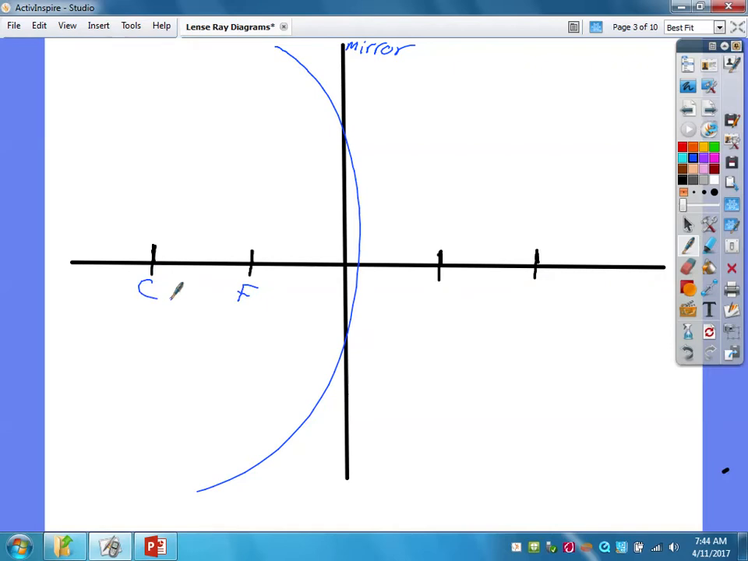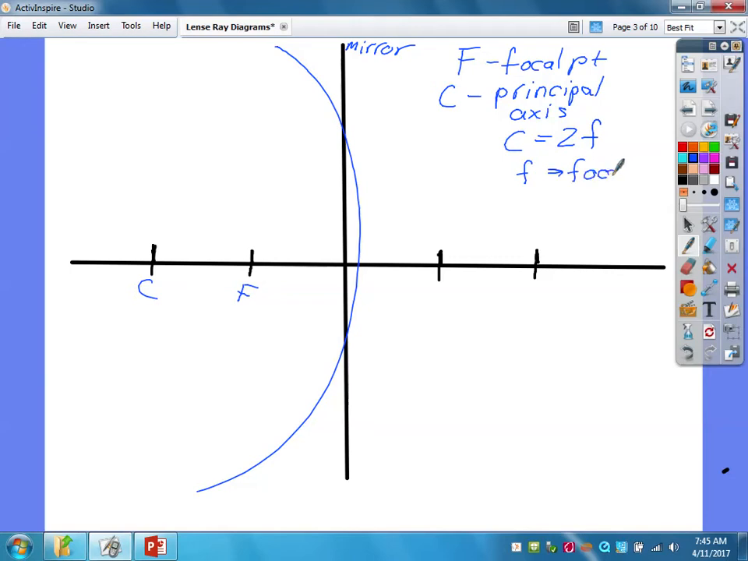I'll write it over here. F is the focal point, and the distance between F and the mirror is the focal length. C stands for the principal axis, and the principal axis is always 2 times the focal length, F being the focal length.